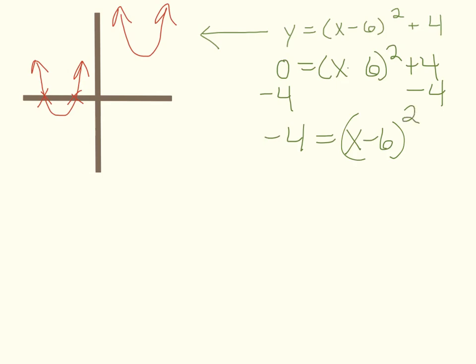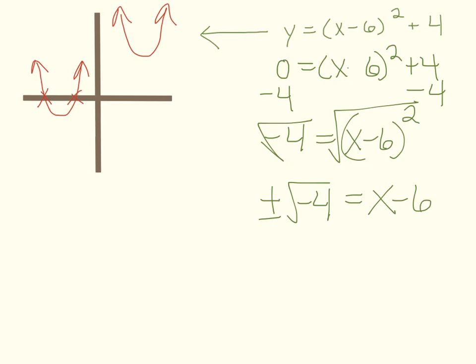And to solve this, you would then take the square root of both sides, but that's where you would get stuck, because you would have plus or minus the square root of a negative number equals x minus 6, and you would just stop, and you would say, well, I can't take the square root of a negative number. But you actually can. You just have what we call an imaginary result.